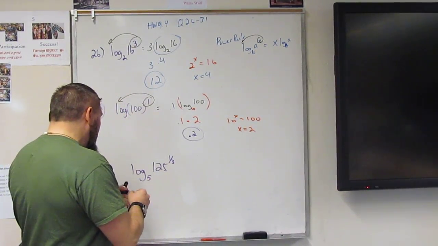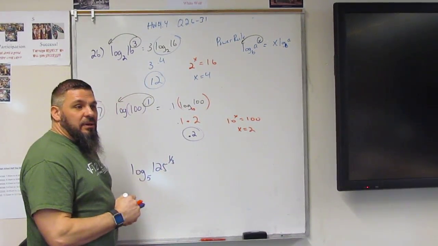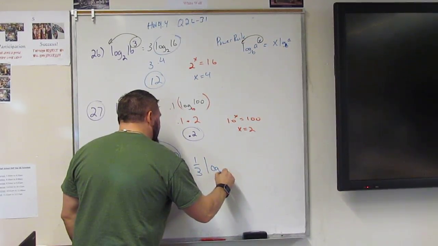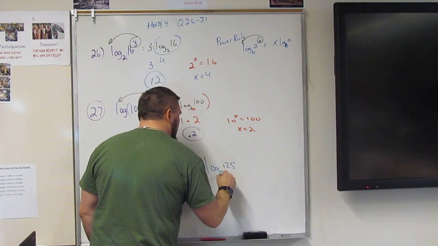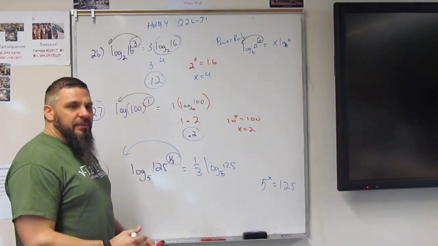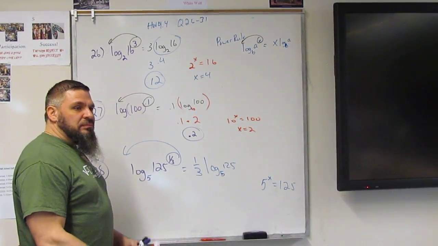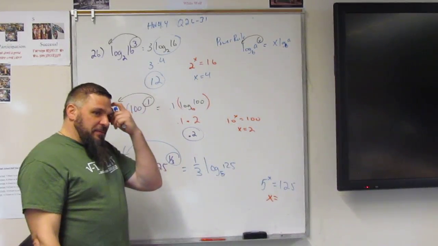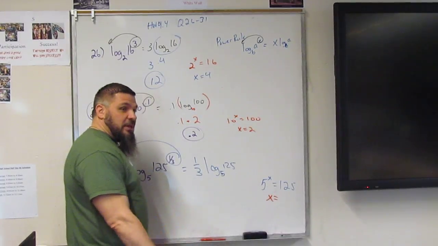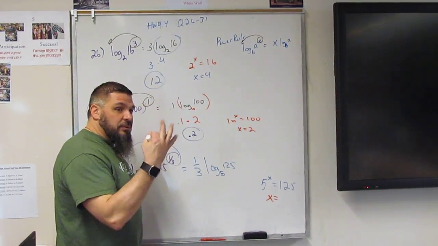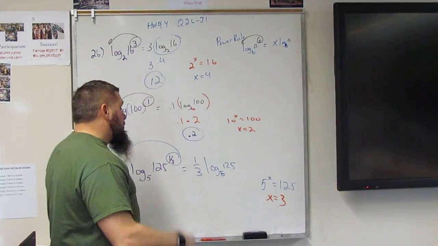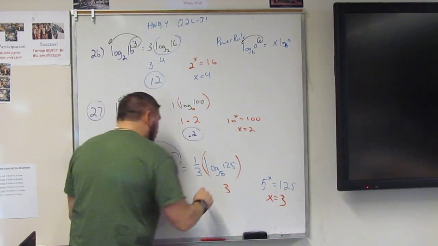Okay? So again, I'm not going to worry about the power. I'm going to bring it out in front. So it equals 1/3 times the log base 5 of 125. Well, again, what is 5 to what power is 125? What's that? Come on, guys. One of the ones I told you to remember. 5 times 5 is 25. If you got 5 quarters, how much you got? $1.25. Okay? So that means 5 to the third power, 5 times 5 times 5. So the third power, that means this is 3. What's 3 times a third?